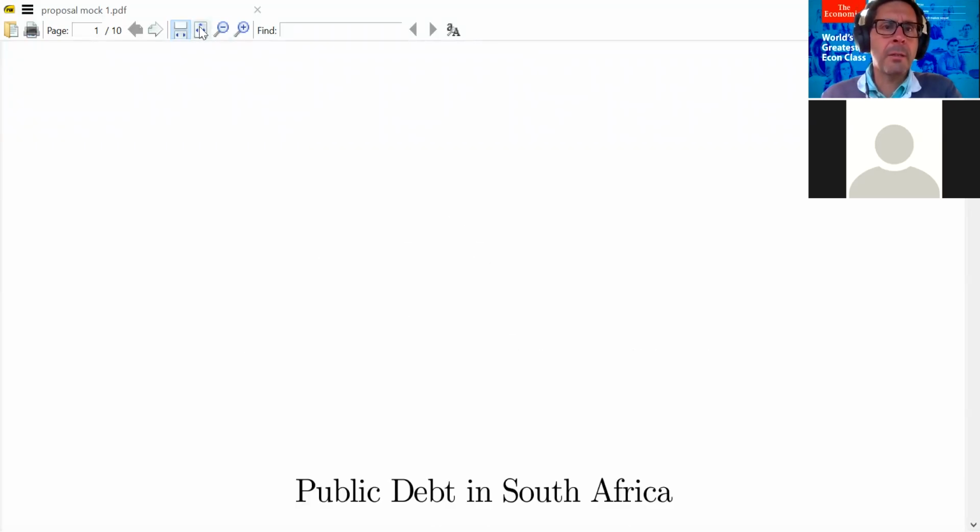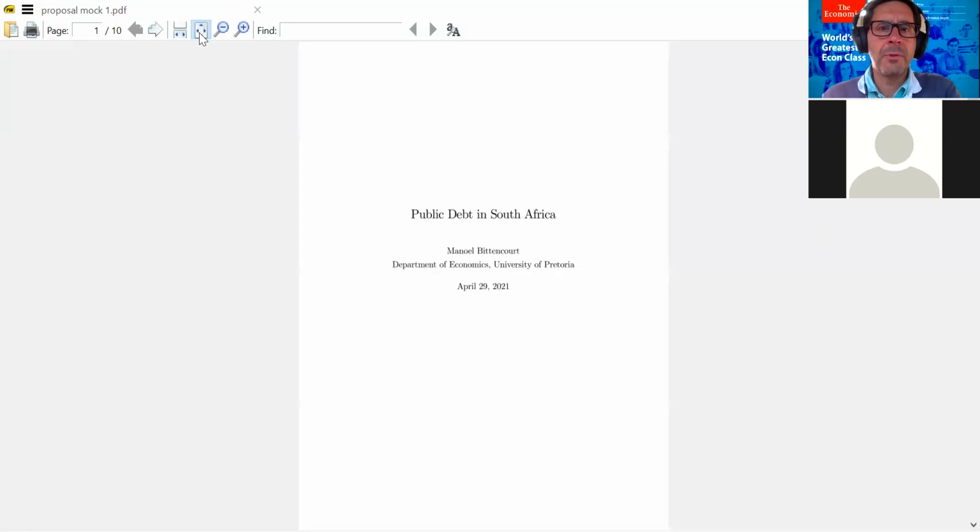So that's the first page of the proposal. It's a proposal on public debt in South Africa. That's the title of the chapter that I mentioned before. That is my name. You don't need to put Mr., Mrs., or Ms., or doctor, or professor, or whatever you have in mind. You just put your name there, unless you are a bit low in self-confidence. If you are a professor of economics at the University of Pretoria, then you put Professor Bittencourt. But given that I have no problems with self-confidence, I just put my name, and that's my advice to you as well. Just put your name there, and your affiliation.